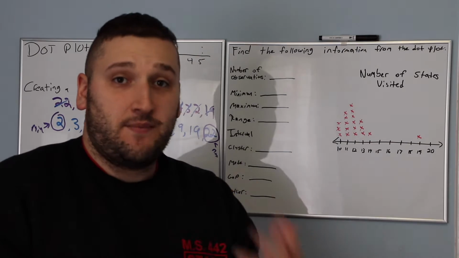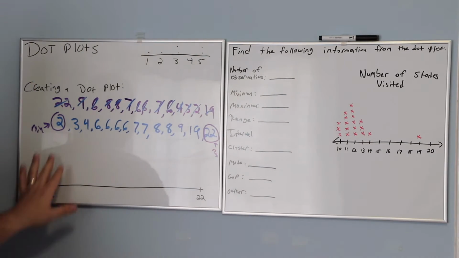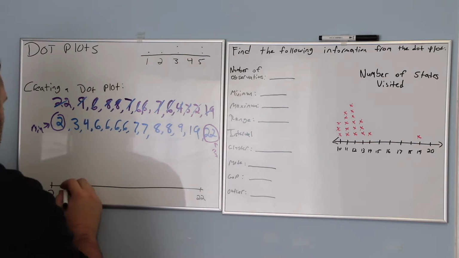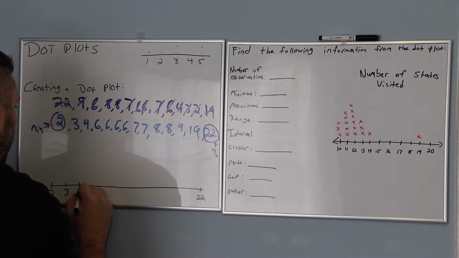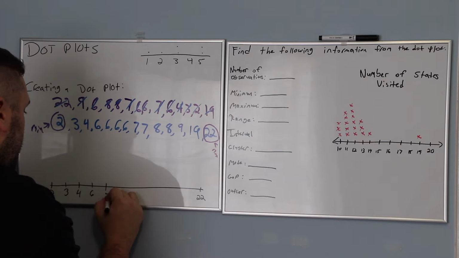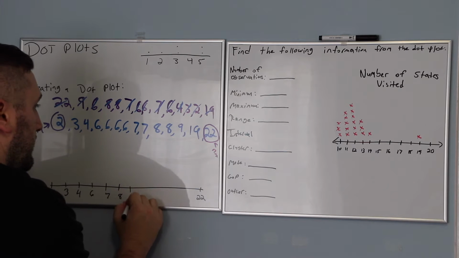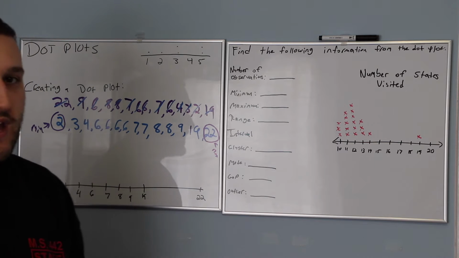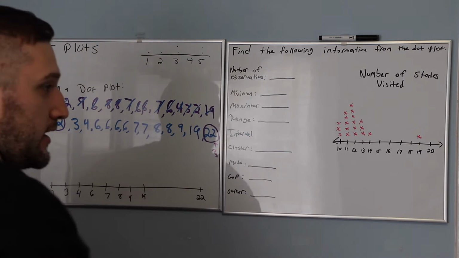Now, the common error a lot of people make after that is they just look at all their numbers and start plotting them down here, like 3, 4, 6, 7, 8, 9, 19. I'd be like, okay, I'm going to graph. Can't do that. Remember, this is a number line.